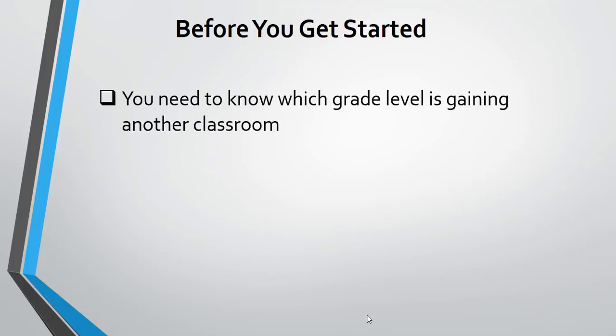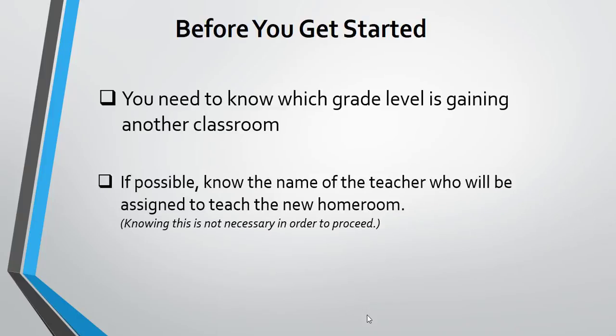You need to know which grade level is gaining another classroom, and you need to know the room number in which that classroom will be held. If possible, know the name of the teacher who will be assigned to teach in the new homeroom. Knowing this is not necessary in order to proceed.